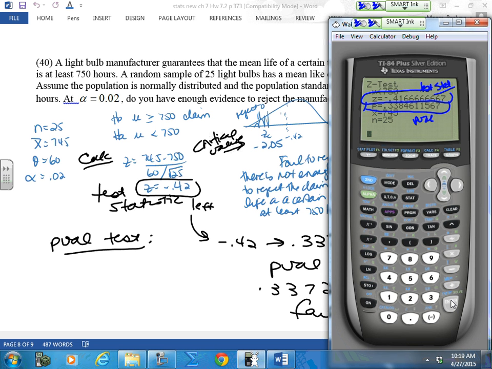It's slightly off from ours because of the rounding. Your calculator has better access to the full table. We rounded our z-score, and we had to look up a rounded z-score. They don't. So the calculator step is very nice. It'll allow you to bypass this part. You still have to set the claim up, you still have to set the sketch up, and you still have to make your decision.